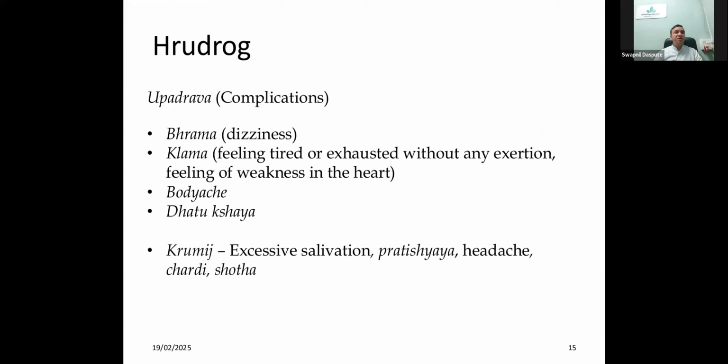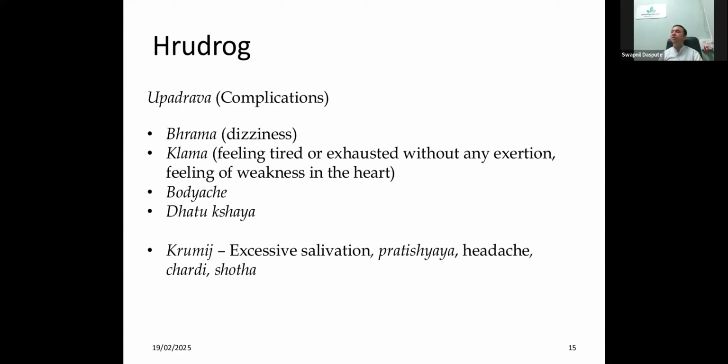What are the complications in Rudrog? Bhrama, dizziness, klama, feeling tired or exhausted with any exertion, or without any exertion, feeling of weakness in the heart. Klama is quite a typical word used especially in heart diseases. And severe depletion of rasadhatu. So, feeling tired or exhausted without any exertion.